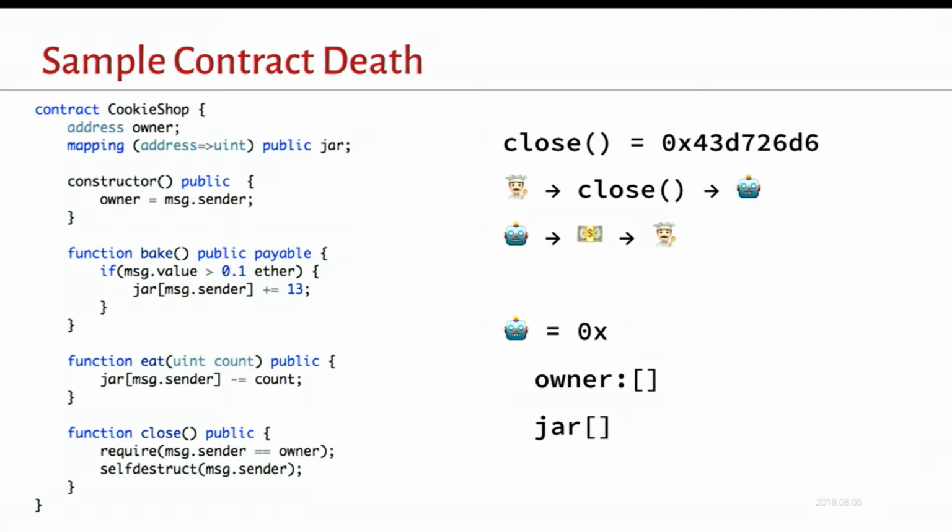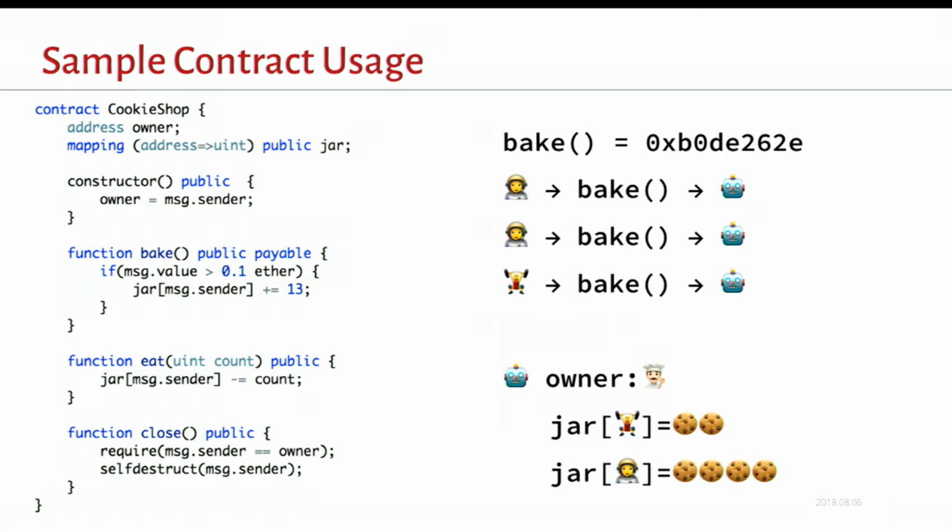So for the corollary operation, close, like I was saying before, the close function's prototype gets hashed. The first 4 bytes are used as a demuxer, and that transaction gets sent from the owner to the contract. It runs self-destruct, and so the robot sends money back to the owner, and then the contract goes away. After this transaction, there can be no further transactions to this contract. But let's not focus on that too much. Let's talk more about cookies.